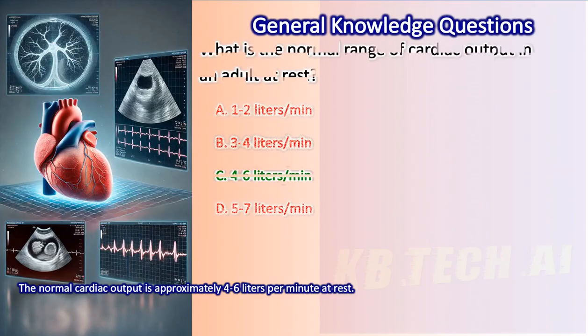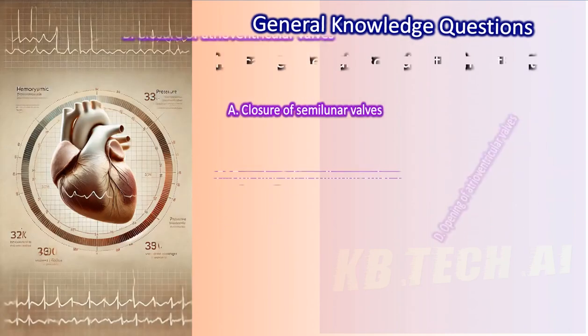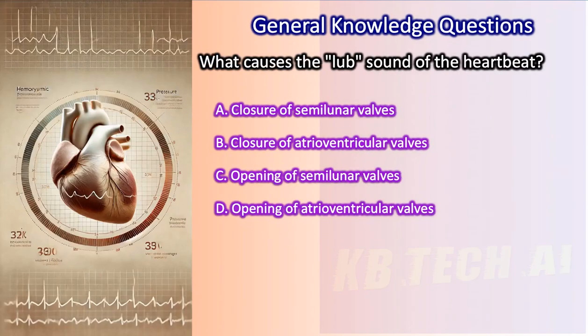The answer is option 3. 4 to 6 liters per minute. What causes the lub sound of the heartbeat? Option 1. Closure of semilunar valves. Option 2. Closure of atrioventricular valves. Option 3. Opening of semilunar valves. Option 4. Opening of atrioventricular valves.